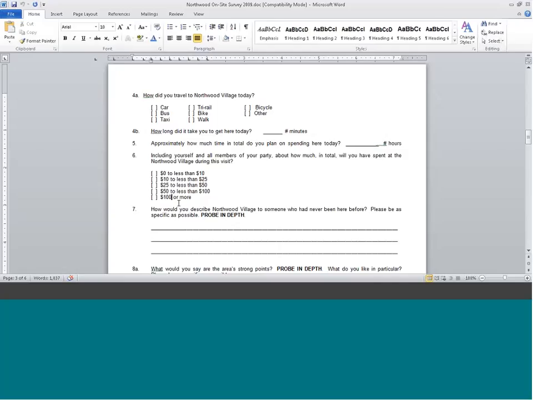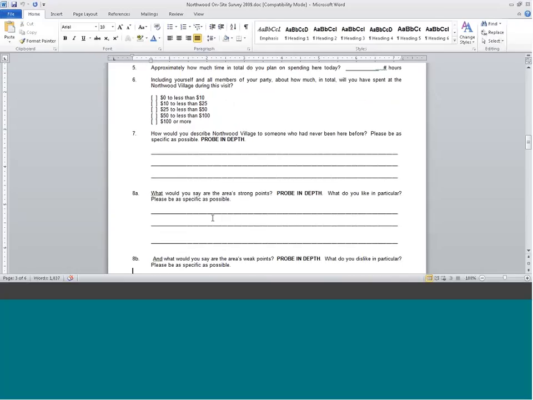Hopefully that is clear. Question 7 is a completely open-ended question, and you can see there's an instruction to the interviewer, probe in depth. Okay, so basically what they're saying is make sure you're asking additional questions, even though they might not be there. The interviewer is going to say, please be as specific as possible. The probe in depth would probably be things like, anything else, you know, anything else.